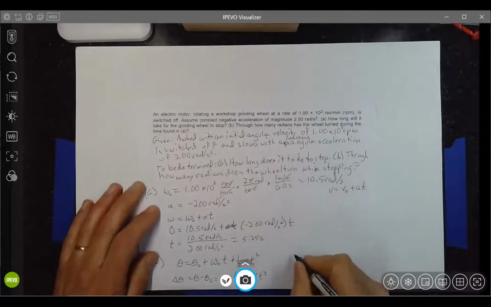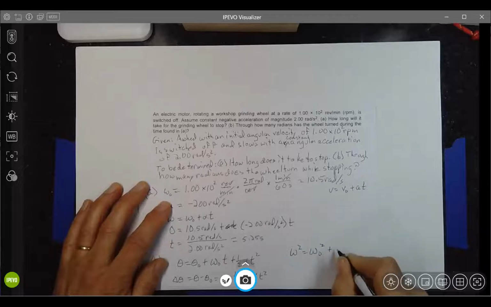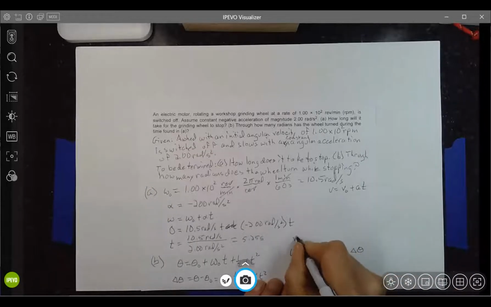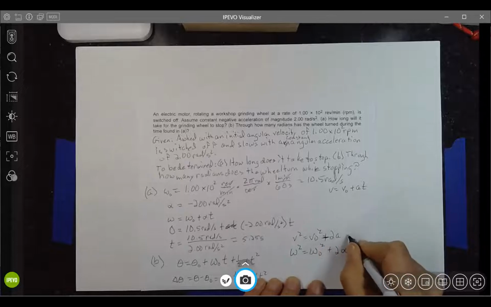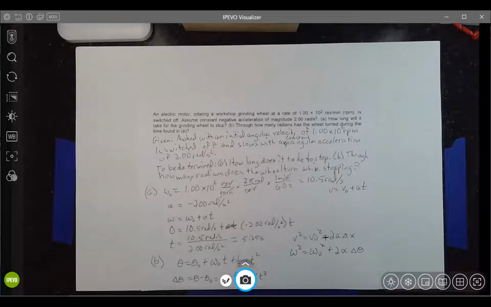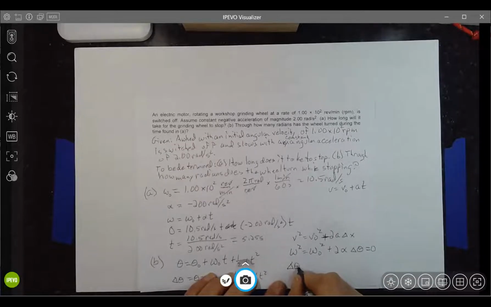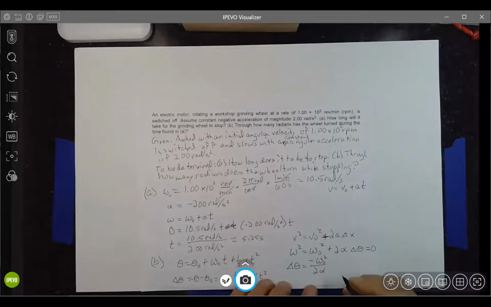You could also do this. You could say that omega squared is going to equal omega naught squared plus 2 alpha delta theta. This is the rotational analogy of v squared equals v naught squared plus 2a delta x. So that equation works just fine too. And at the end, omega squared is going to be 0. So you can say that equals 0. Delta theta will equal minus omega naught squared divided by 2 alpha. And so we have that there. And now you could just plug in the numbers. Minus 10.5 radians per second.